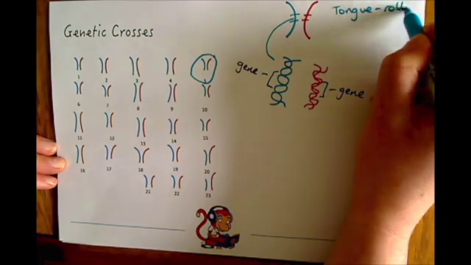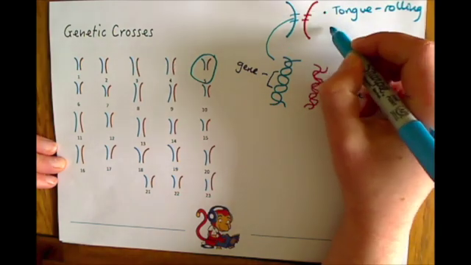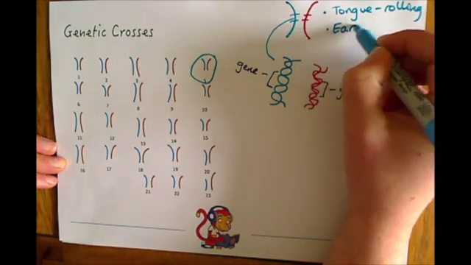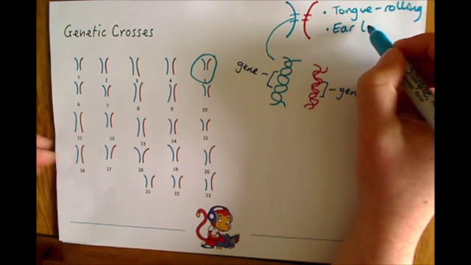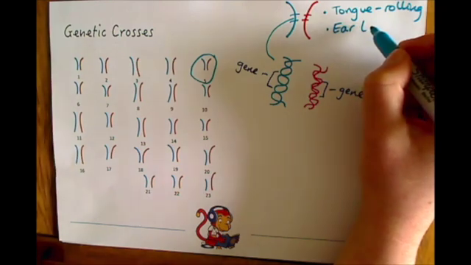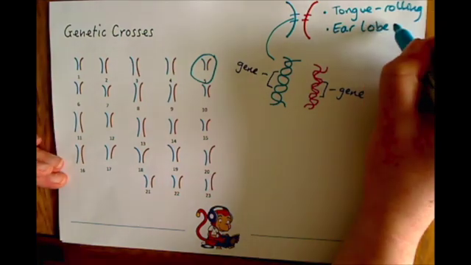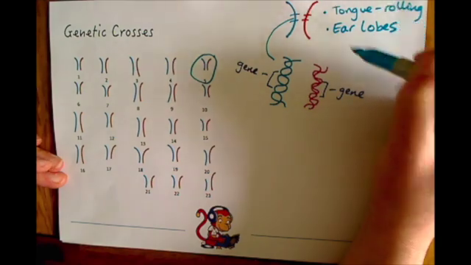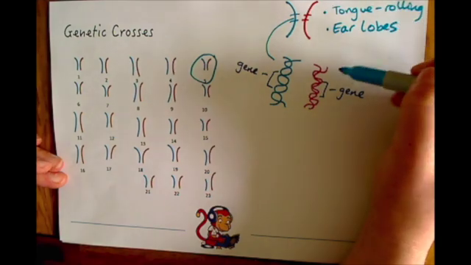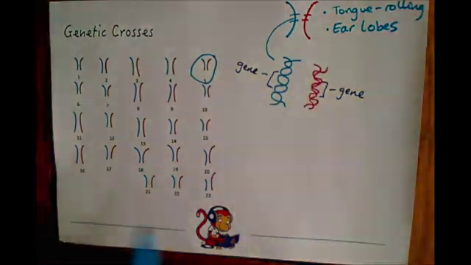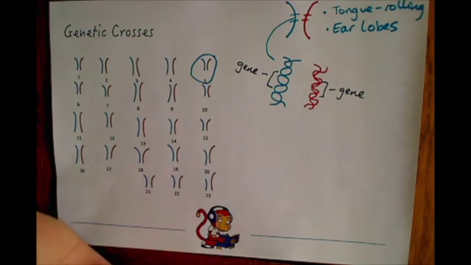So tongue rolling, or whether you've got earlobes or not. Some people have earlobes, other people don't have any lobes and the ears are just attached straight to the head. And with these kind of characteristics that are controlled just by one gene, we can do genetic diagrams and predict whether the offspring are likely to have these characteristics or not.